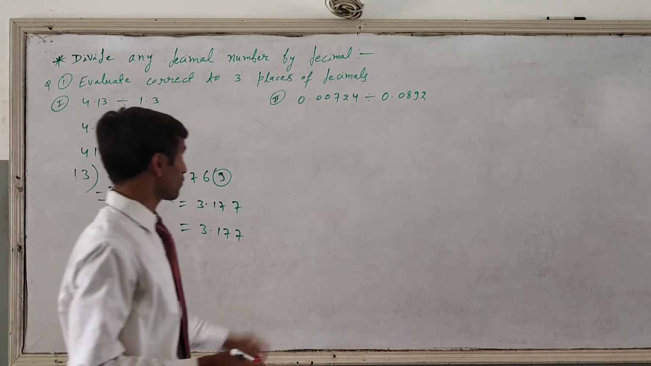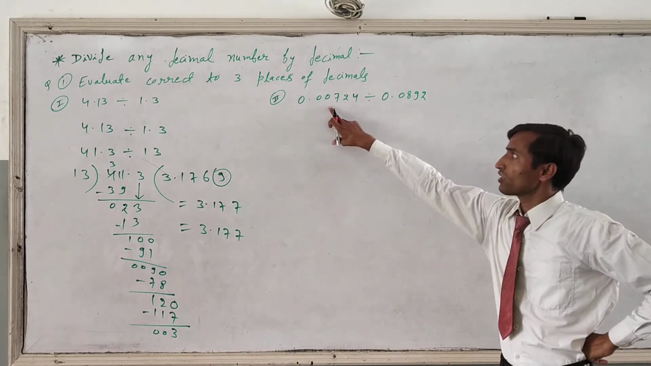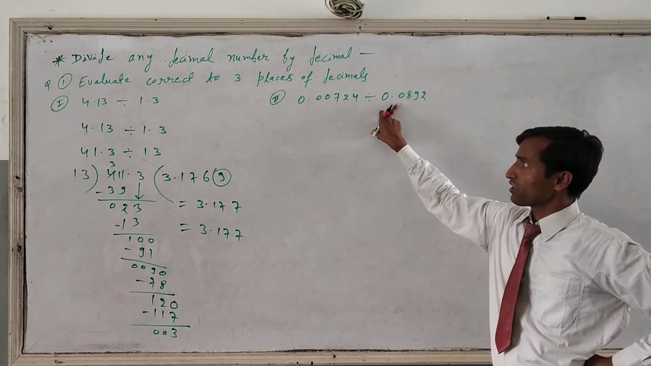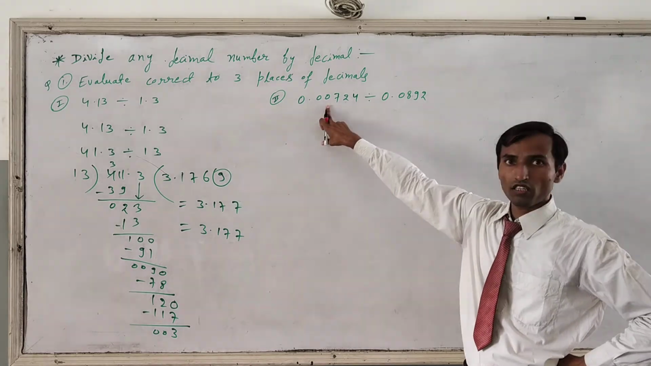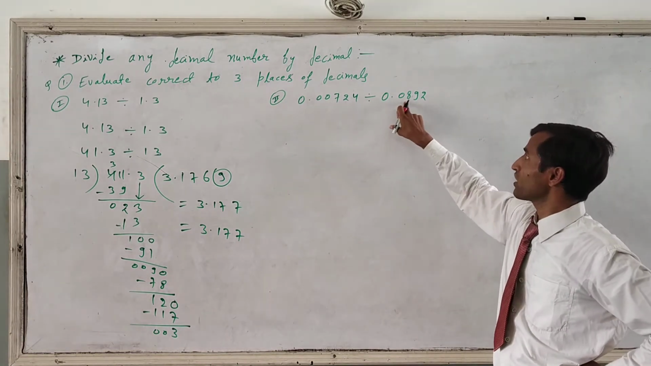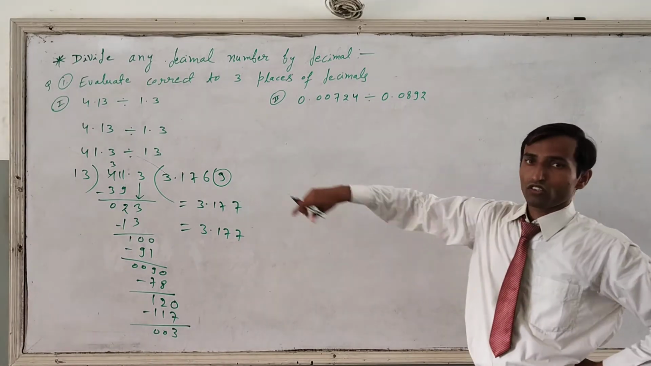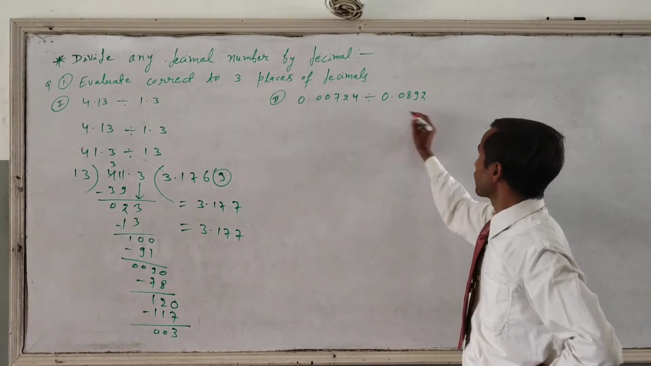Like that you have to follow in the second part also. Here also I have given a decimal, and this side also a decimal. Means the dividend also has a decimal number and the divisor also has a decimal number. So we have to remove this decimal first of all, then we have to divide, so that we make a whole number here.